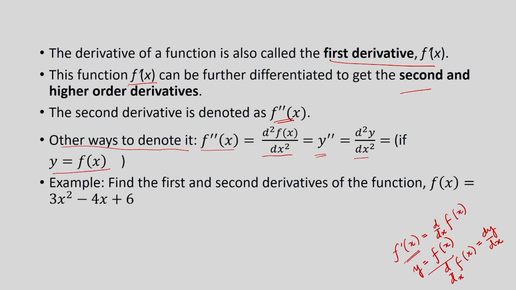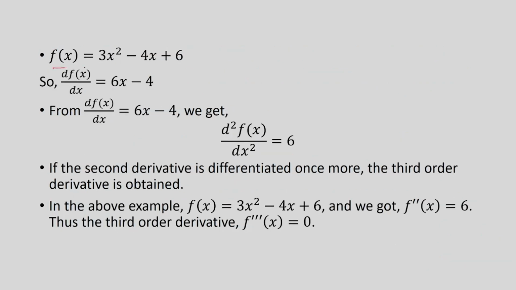Now, we take one example. Suppose this function is given: f of x is equal to 3x square minus 4x plus 6. We have to find the first and the second derivative of this function. So, f of x is given as 3x square minus 4x plus 6.